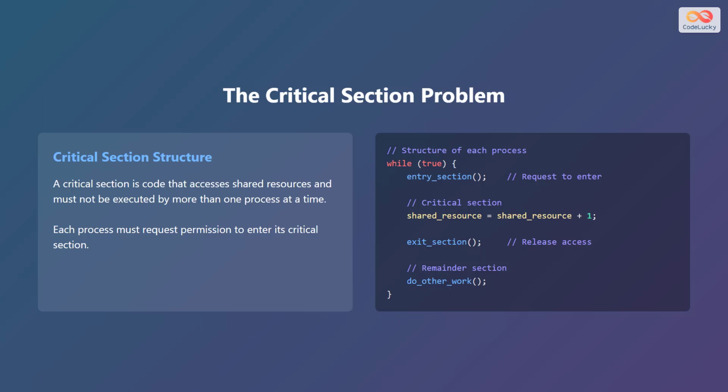Here is a simple illustration. In the while loop, there is an entry section, the critical section where a shared resource is incremented, and the exit section which releases access. Finally, it goes to the remainder section and performs other actions.